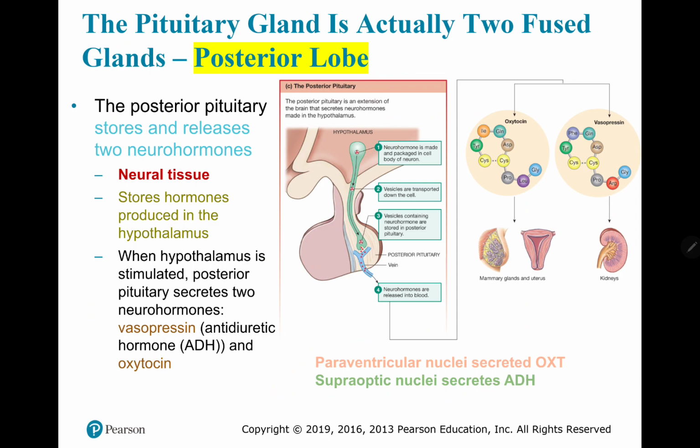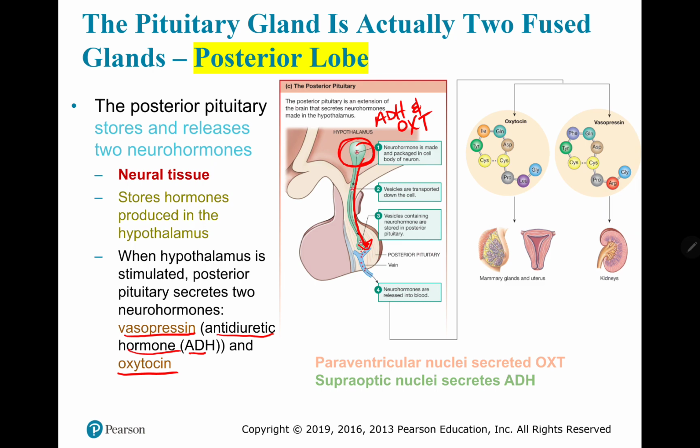Now, I'm going to talk about the anterior lobe in just a second, but first the posterior lobe of the pituitary gland. Remember, another function of the hypothalamus is to produce vasopressin and oxytocin. In the hypothalamus, we're producing vasopressin, which is antidiuretic hormone, ADH, and we're also producing oxytocin. However, they're simply released via the posterior lobe of the pituitary gland.